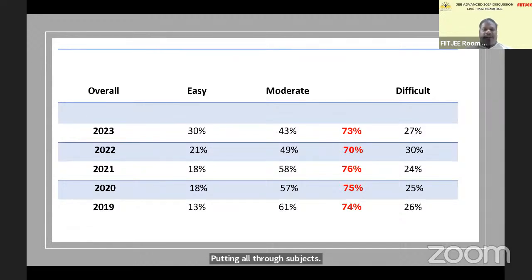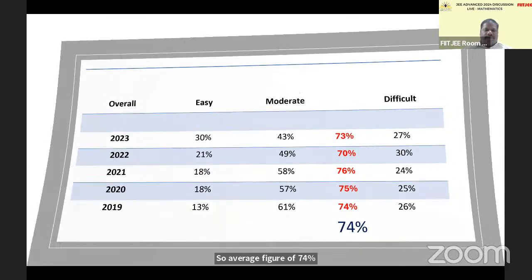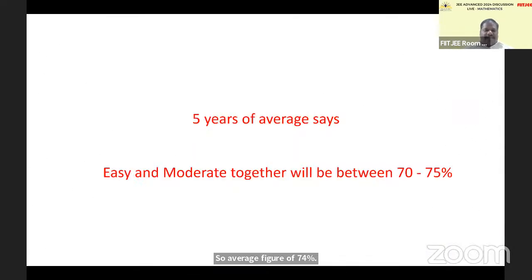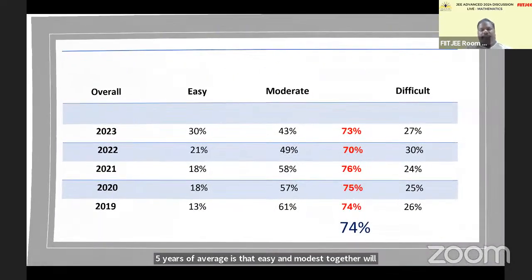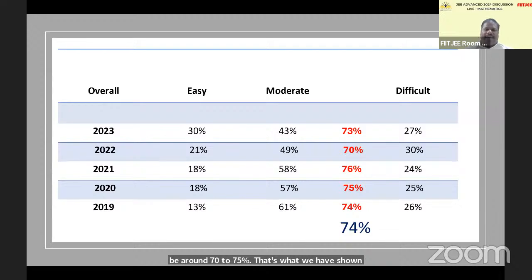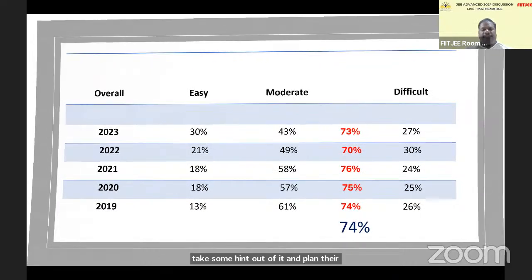73%. And this is how it is being figured out. So average figure of 74%. The 5-year average says that easy and moderate together will be around 70 to 75%. That's what we have shown here. The last 5 years figure from 2019 to 2023. So the people who are preparing for 2025 or 2026 can take some hint out of it and plan their academics according to that.